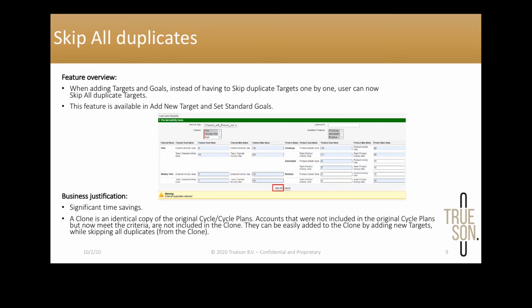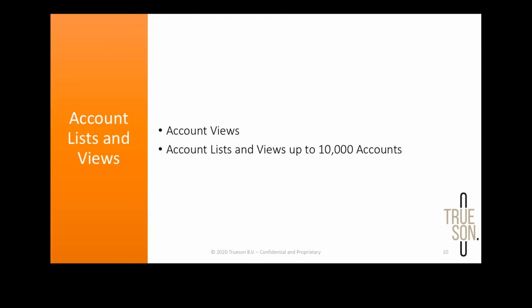And we'll address this again when we get to the cloning improvements, because there's a relationship with cloning to very easily update for a new cycle all the targets and goals. And especially then the skip all function is quite important. The business justification, besides time savings, is definitely the clone. We'll get to that, so I'll just park it for now.